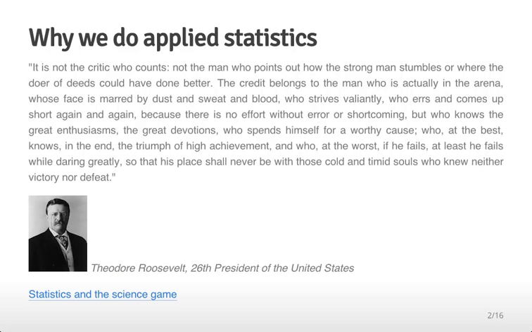So the first thing that I want you to keep in mind is the reason why you do applied statistics is because it's not the critic who counts. This is actually one of my favorite quotes, and it comes from the 26th President of the United States, Theodore Roosevelt. Basically what he's pointing out is it's not the person who points out how someone else is making mistakes or is doing things wrong. It's actually about the person who tries to do things and tries to answer questions. And I think that's really true of data analysis.